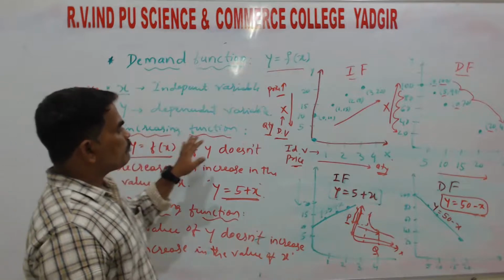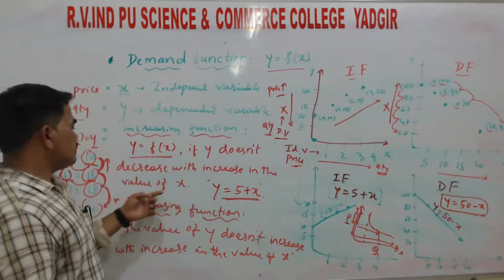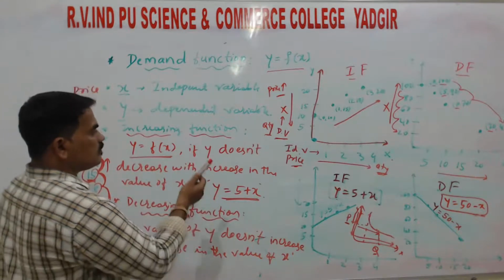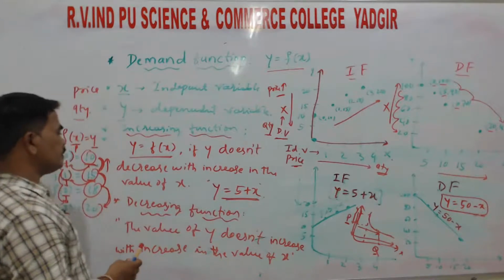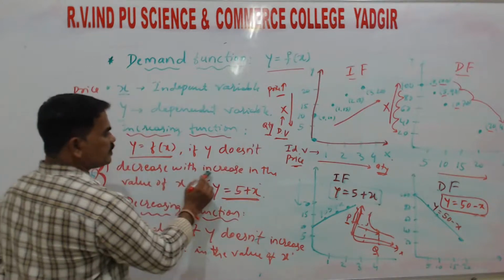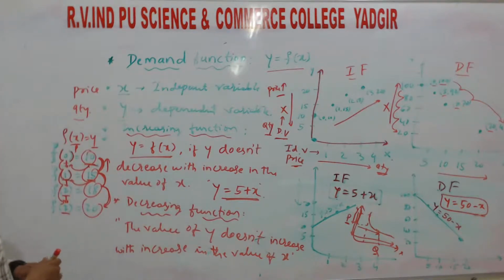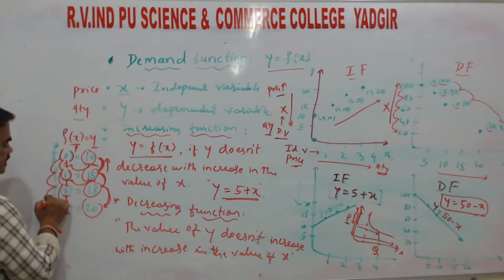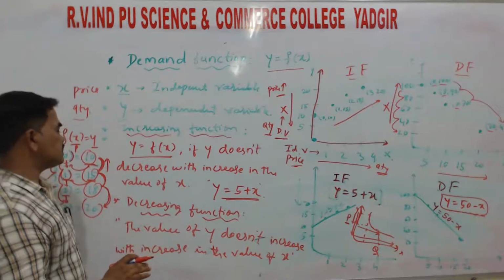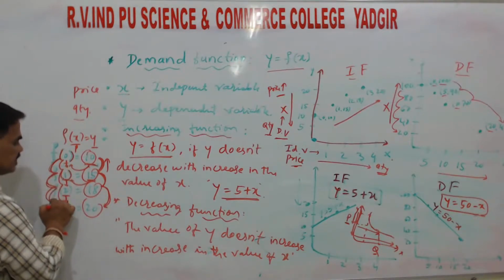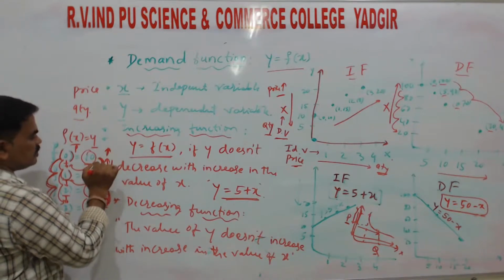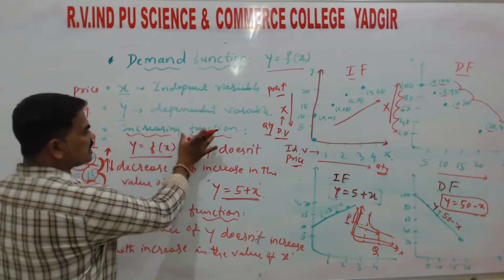If, with the increase in the price, the value of y, that is quantity, does not decrease, it means that if price increases, then what happens? Quantity reduces, right? But that is not the case here. When price increases, there is no reduction in the quantity here. It is not reducing. There is an increase in the quantity. So if that is the case, we will call it an increasing function.